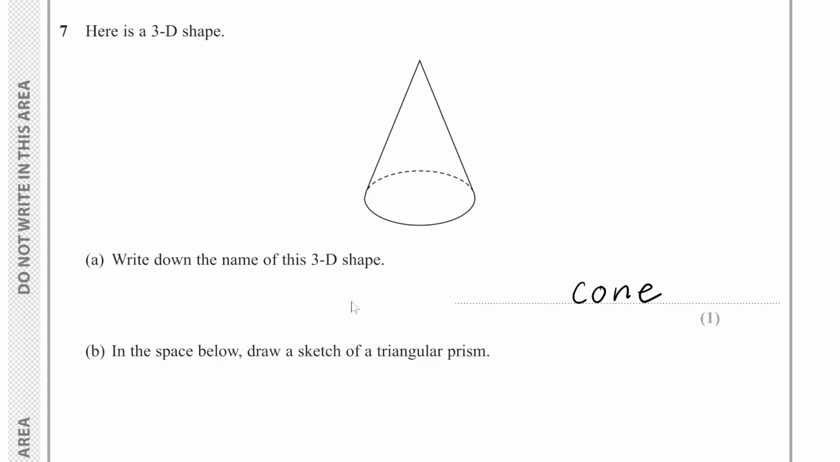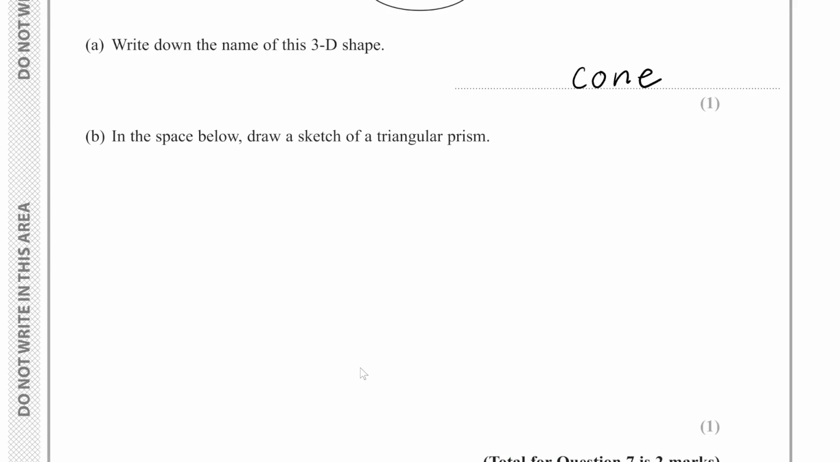In the space below, draw a sketch of a triangular prism. So a prism is a shape that has the same cross section the whole way through. If you cut it at any point, you'll find the same shape. And this is a triangular prism, so it's a triangle the whole way through. So we draw a triangle for the front, and then we just extend it back. So it's a triangle the whole way through the shape. Like that.